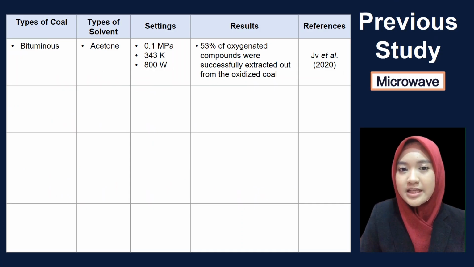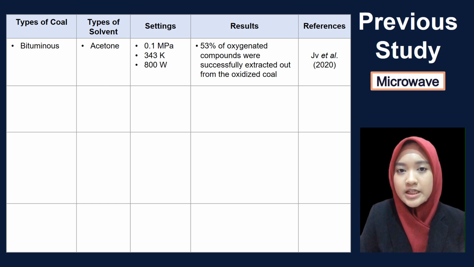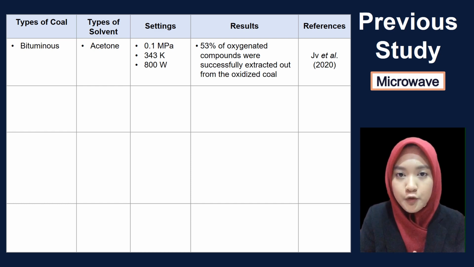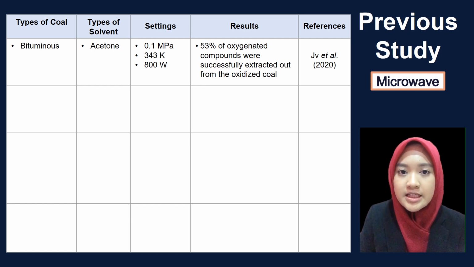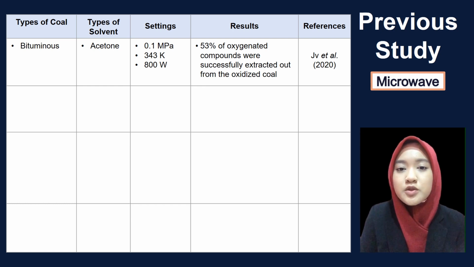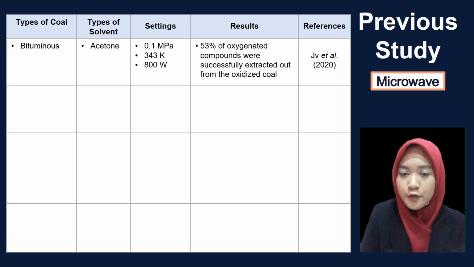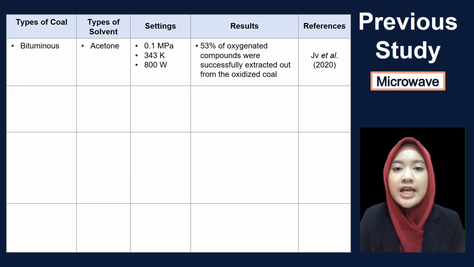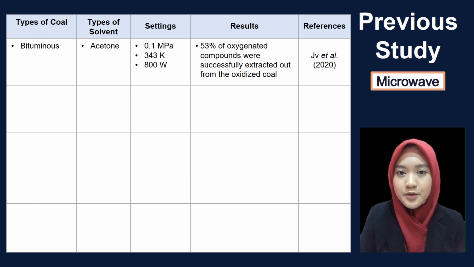In a previous study by JV et al. 2020, the microwave technique was employed to extract oxygen-containing substances from bituminous oxidized coal by using acetone as the solvent. The researchers found that microwave caused the particles present in the solvent to be energized due to the mechanical and thermal effect between coal and solvent. This study concluded that by using microwave, 53% of oxygenated compounds were successfully extracted from the oxidized coal.